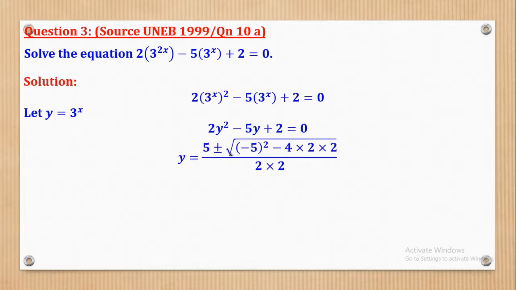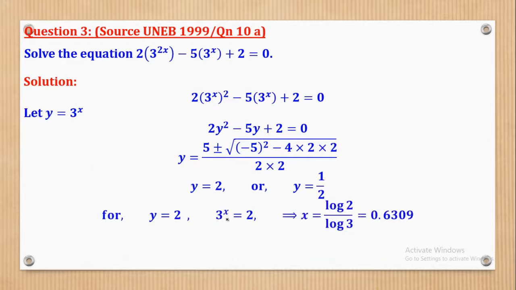When I use bulldozer, I'll come up with two values of y. One will be 2, another one will be a half. What about the corresponding value? So when y is equal to 2, 3 to the power x is equal to 2, implying that x is equal to log 2 over log 3, which is equal to 0.6309.